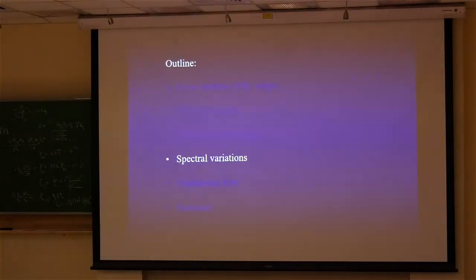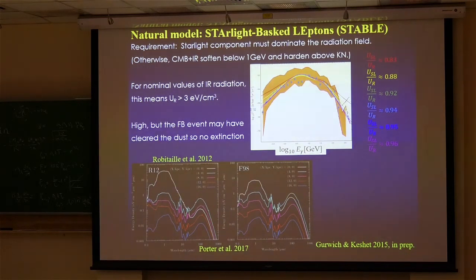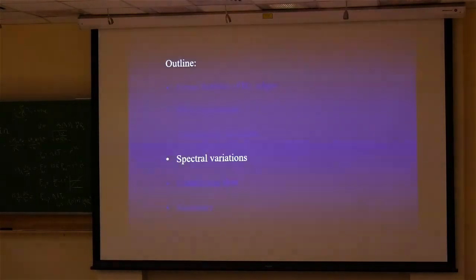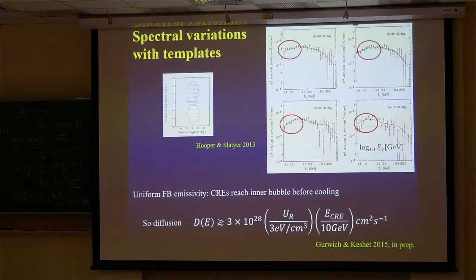So, spectral variation. This is the spectrum integrated over the entire bubble. But now I'll answer your question about variations. You can use templates and just make more templates, cut them, for example, and see the latitude dependence. This was done by Hooper and Slatyer. What you see here is low latitude, higher latitude, even higher, and so it goes like this, very snake-like, as you increase the latitude. And you see that the lower cutoff changes; as you look at lower latitude, it's stronger, which is what you would expect. You have more starlight in the center.